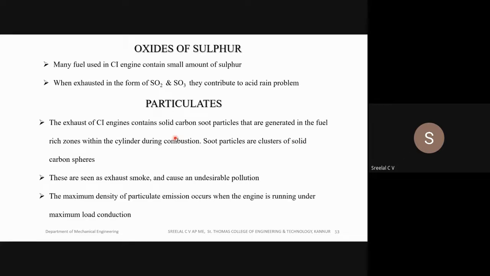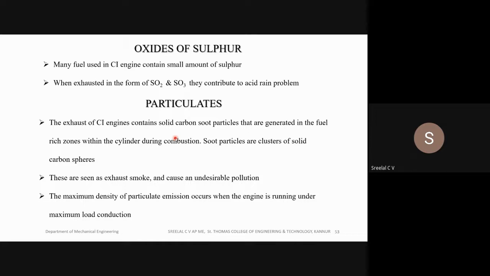Next we are discussing the oxides of sulfur. Many fuels used in CI engines contain a small amount of sulfur. When exhausted, it combines with oxygen to form SO2 and SO3, and they contribute most to acid rain. The sulfur oxides suspended in the atmosphere will come down with the rain, and that is acid rain.